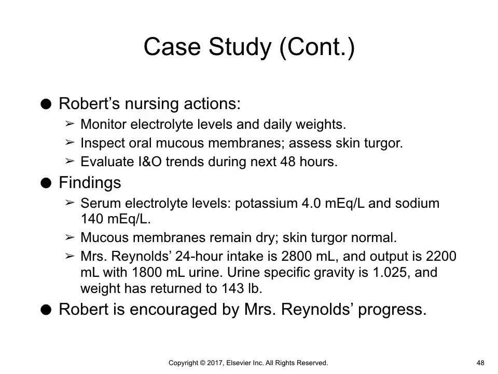His findings include serum electrolyte levels: potassium is 4.0, and sodium is 140. Mucous membranes remain dry, and skin turgor is normal. Mrs. Reynolds' 24-hour intake is 2,800 milliliters, and output is 2,200 milliliters. Of that, 1,800 milliliters is urine. Urine-specific gravity is 1.025, and weight has returned to 143 pounds.